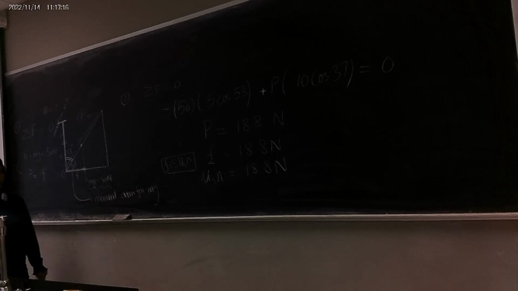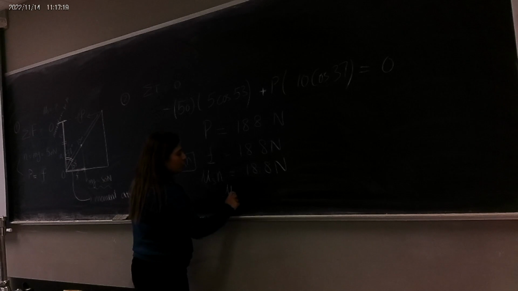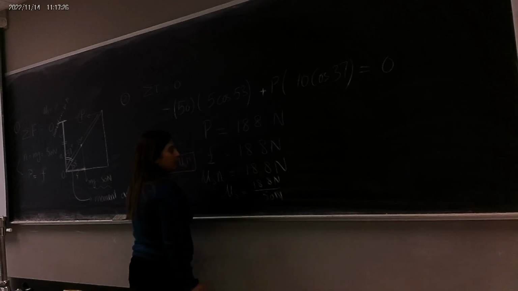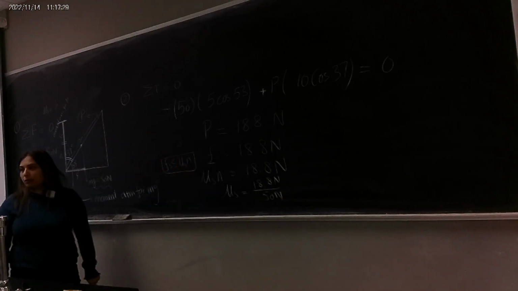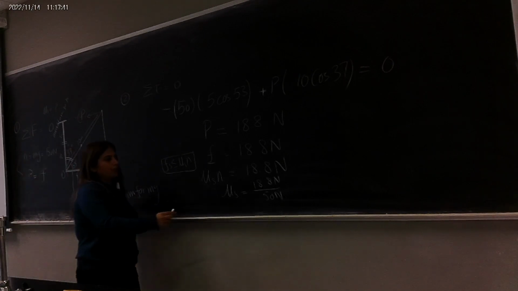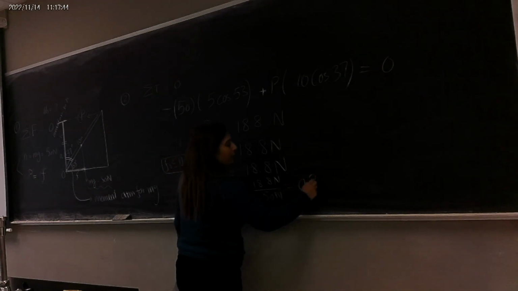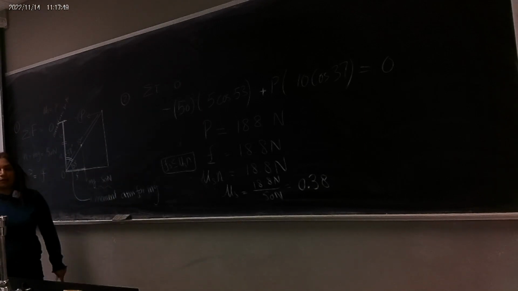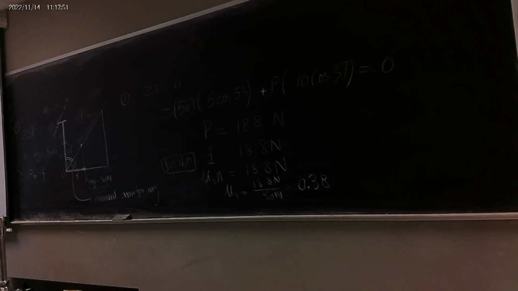And we know N already. So mu s would be equal to 18.8 Newton divided by 50 Newton. You divide them, you will get the value for mu s, which was the physical quantity. It's 0.38, which makes sense because mu s is most of the time a small value, less than 1.